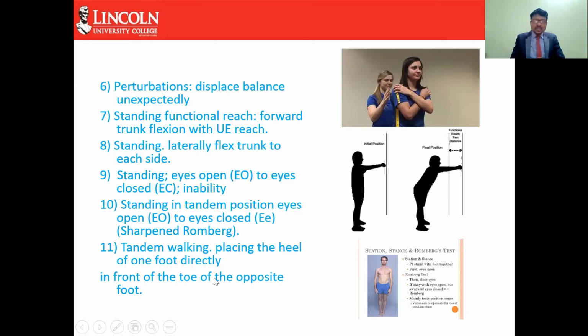Coming to tandem walking, place the heel of one foot directly in front of the other foot. Ask them to walk along a line in the tandem walk position. In these positions, we can also ask them to do alternate hand movements: one hand forward, one hand backward, one hand sideways, one hand upwards. These alternating hand movements also alter the body posture. These are the special tests with which we can assess the patient's coordination easily.